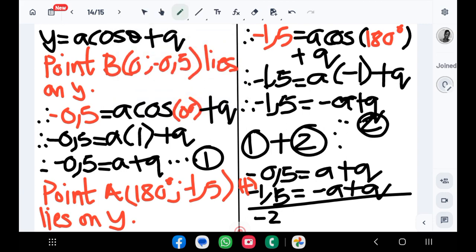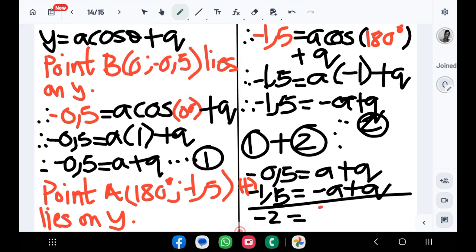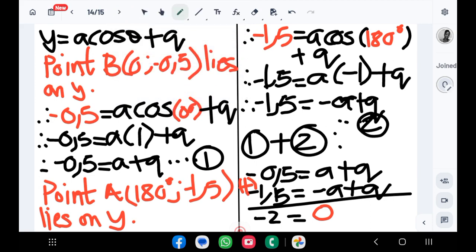Negative 2 on the left hand side is equal to, the a's cancel out, so you're left with 0 on the part of a, plus q plus q, that is equal to 2q. So you have 2q equals negative 2.